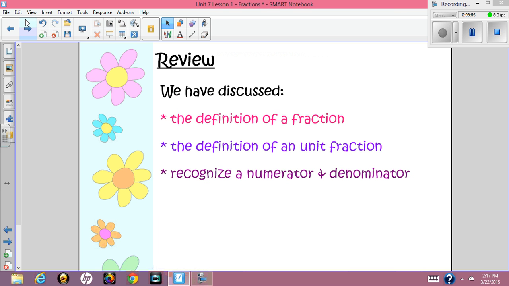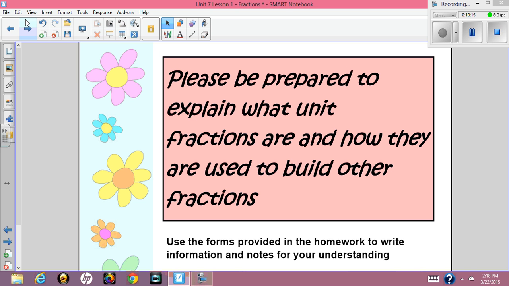Now, to review what we've discussed: the definition of a fraction. We've discussed the definition of a unit fraction. And finally, we have discussed and identified what a numerator and a denominator are. Now, please be prepared to explain what a unit fraction is and how they are used to build other fractions. Now, use the forms that I have provided in your homework to write information and notes for your understanding.